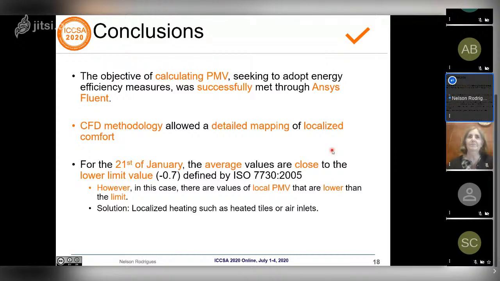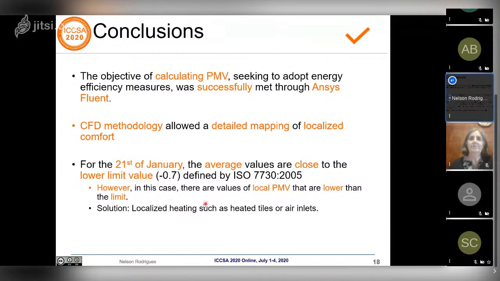In terms of conclusions, we could assess the thermal comfort with PMV using ANSYS Fluent, and this methodology allows us to have a detailed mapping of the localized thermal comfort, which is not achievable by traditional methods, because when we are making measurements, we don't have the same detailed results that we can obtain with the simulation. With simulation we can have a higher accuracy, because we are dividing the domain into 2.2 million regions, and when measuring in the physical environment, we can't have 2.2 million probes. It's really difficult to have that. So this is a main advantage of making the simulation.